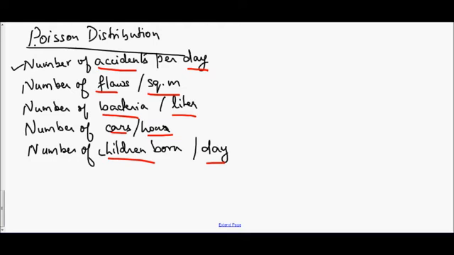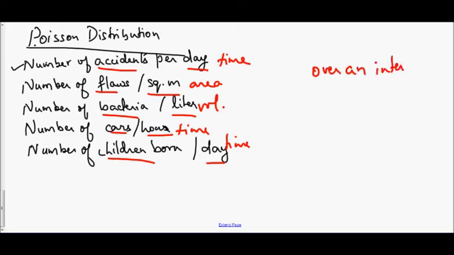This is over an interval of time. This is over an interval of area, over an interval of volume, or again time. So the event occurs, the number of outcomes over an interval. It is always seen in questions on Poisson distribution. So whenever you see something like number of something per something, you can identify this as a Poisson distribution.